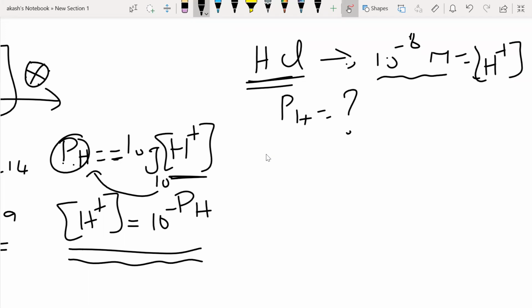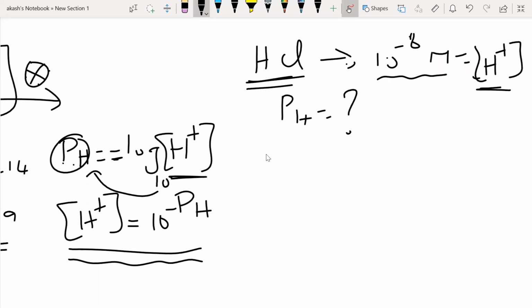But if I've given you 10 to the power minus 8 M of CH3COOH, at that time you cannot directly take the H plus concentration as the acid concentration. You remember how you go about it? You have to go for Ka. It depends on alpha, how much dissociation is happening, the degree of dissociation. But since it's a strong acid, we always assume alpha to be 1.